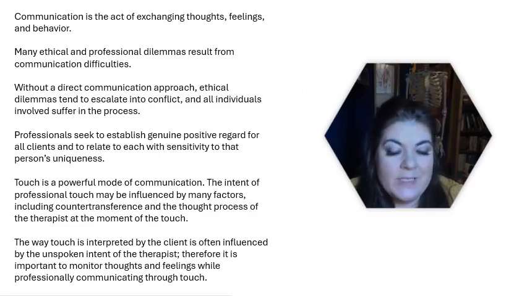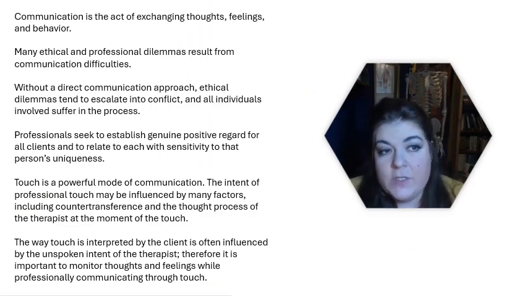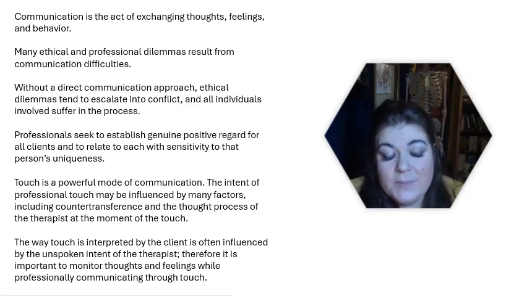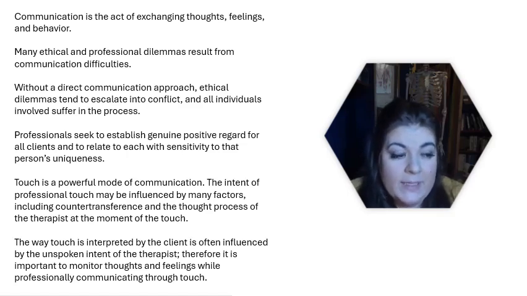Right, before we delve into touch as a form of communication, we should probably give the definition of communication, which is the act of exchanging thoughts, feelings, and behavior. And surprisingly, a lot of ethical and professional dilemmas result simply because we failed to communicate correctly.